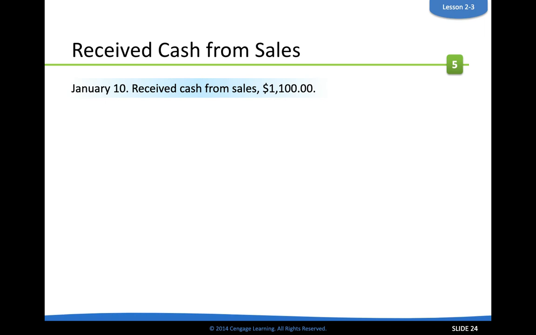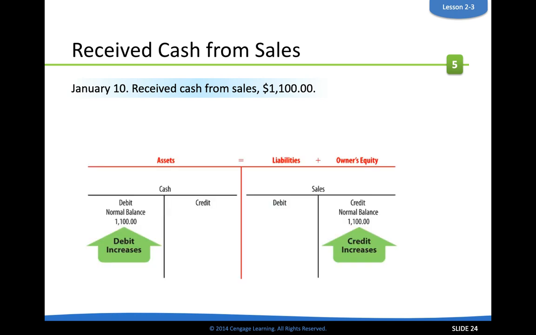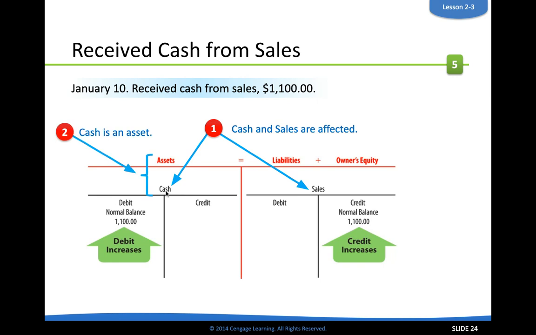So you receive cash from sales. You make a sale. Delgado Web Services designs a website for a client. That client pays them. They receive cash from sales in the amount of $1,100. So question number 1, what accounts are impacted? Cash and sales, because remember, we're dealing with the sales account. That's an account name falling under owner's equity. And we're going to deal with a cash account. How are each classified? Cash is an asset. Sales is an owner's equity account.